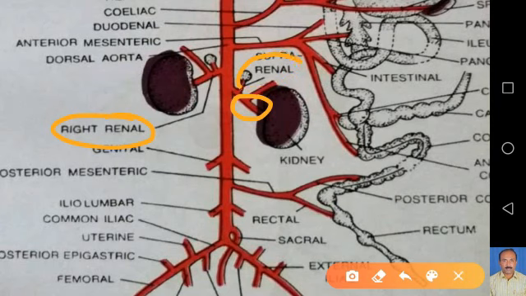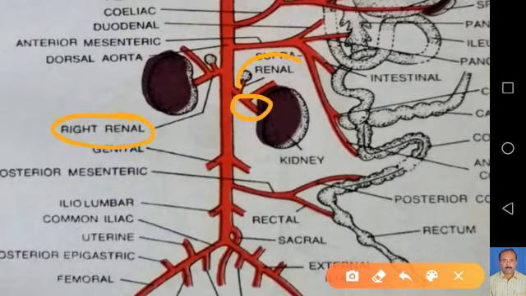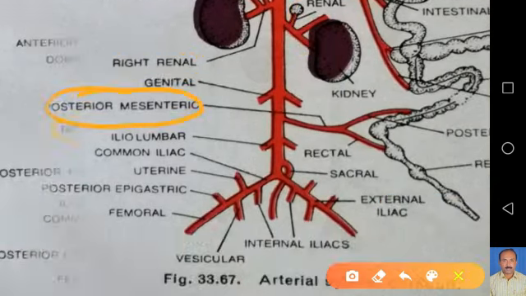Next, genital artery. A pair of small arteries for the genital organs. In male, they are called spermatic arteries and supply blood to the epididymis, vasa deferentia and testis. In the female, they are termed ovarian arteries, supplying blood to the ovaries. Next comes posterior mesenteric artery. It is a small median artery that runs in the mesentery and distributes blood to the colon and rectum.